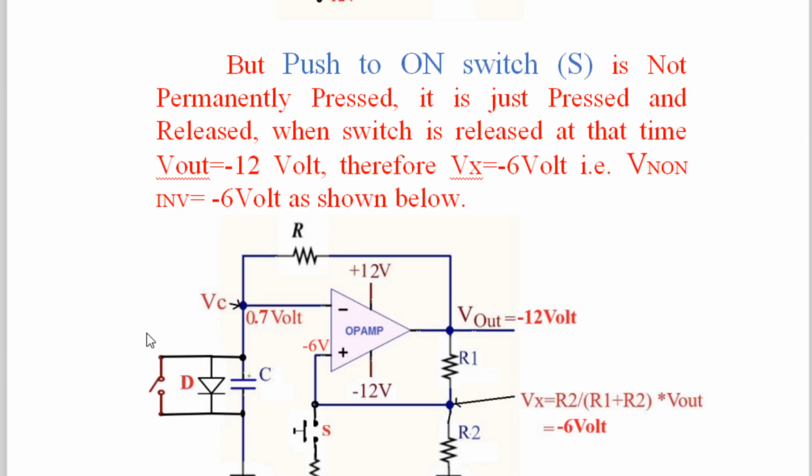Because here, when this point is minus 12, this is minus 6. So you will understand that when the capacitor charges in reverse direction, from 0.7 it will come to 0, then 0 to minus 1, minus 2, minus 3, minus 4, and at one particular time this will also become minus 6, and this will also become minus 6.